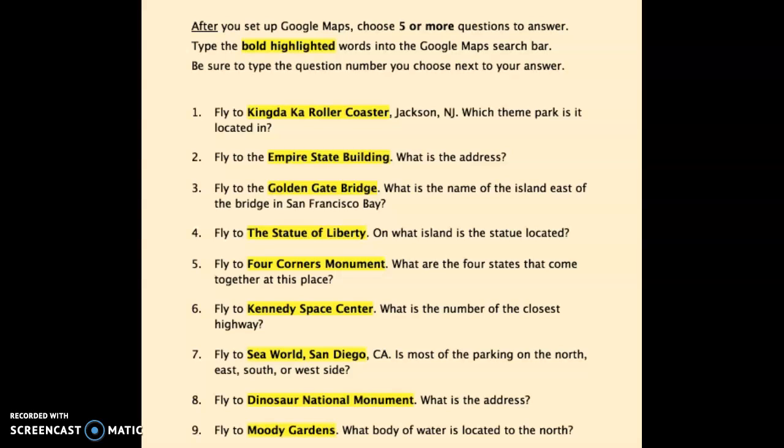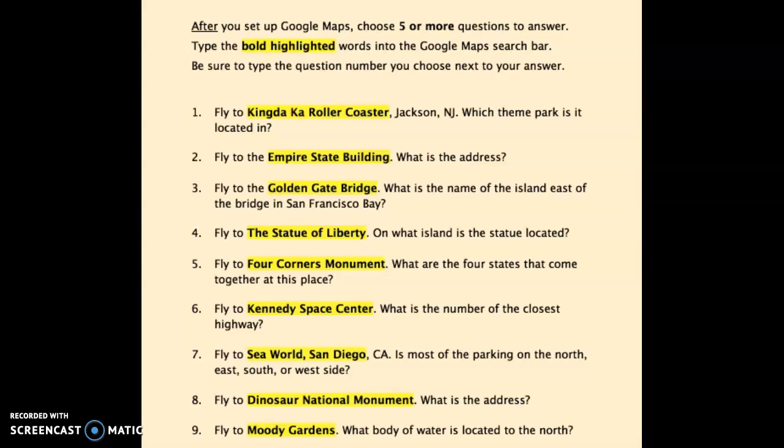Number 5 says, fly to Four Corners Monument. What are the 4 states that come together at this place? Number 6 says, fly to Kennedy Space Center. What is the number of the closest highway?